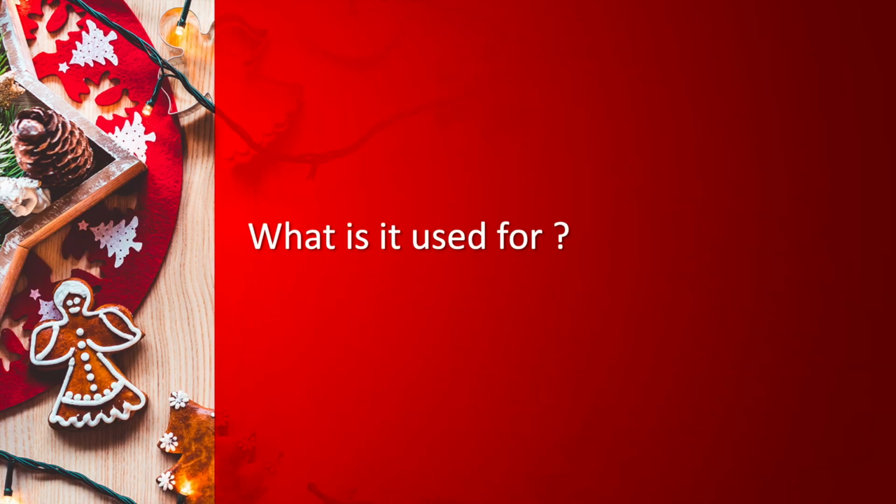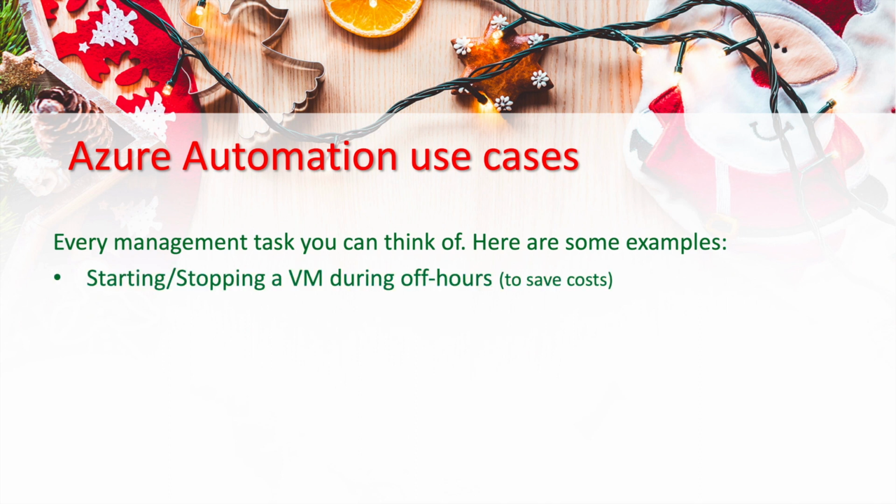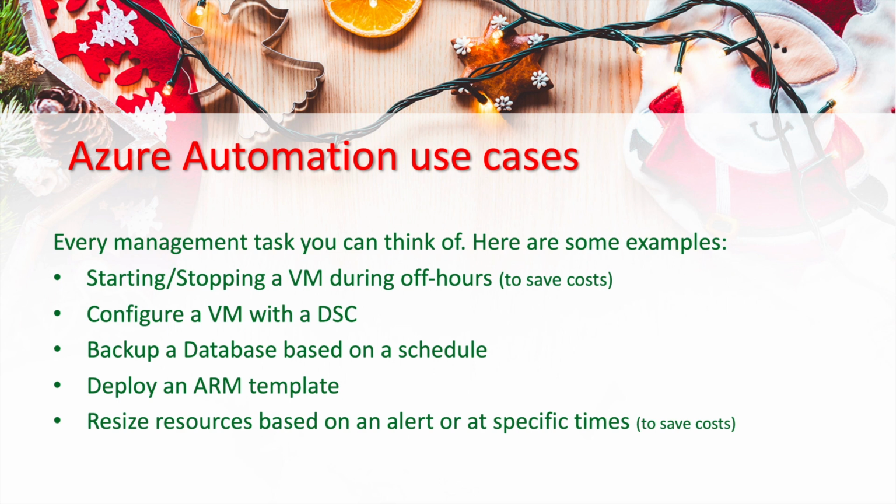What is Azure Automation used for? Basically, every management task you can think of. Here are some examples. Starting, stopping a VM during off hours in order to save costs. Configuring a VM with a desired state configuration or DSC. Backing up a database based on a schedule. Deploying an ARM template. Resizing resources based on alert or at specific times, also in order to save costs. And even cleaning up resources that are no more required.